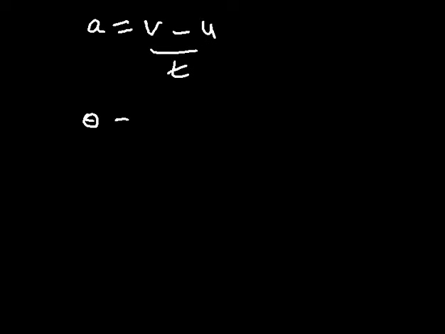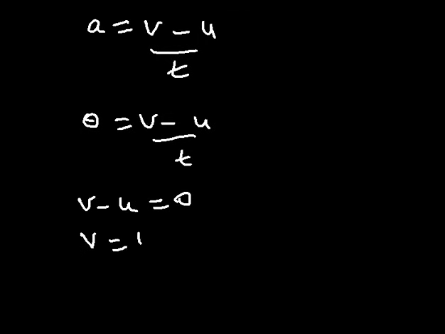If acceleration is zero, it means we have (v minus u) over t. If we multiply t on both sides, we have v minus u is equal to 0. So in this case, this is the same as v is equal to u. What information can you see from here? It means when acceleration is 0, the final velocity is the same as the initial velocity.